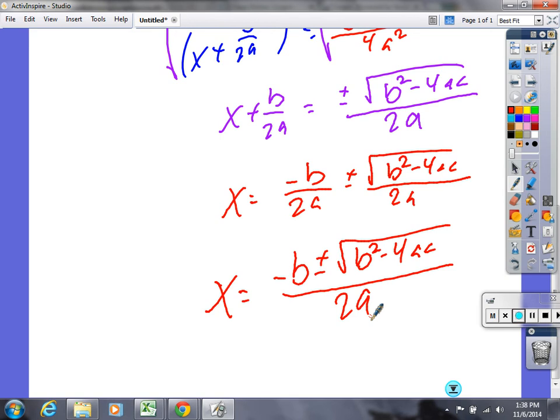I got a question. Is the negative b also being divided by 2a? Yes, sir. See how it's right there? Okay, this is important. This is what you need to write down. This is the assignment today, using this form.